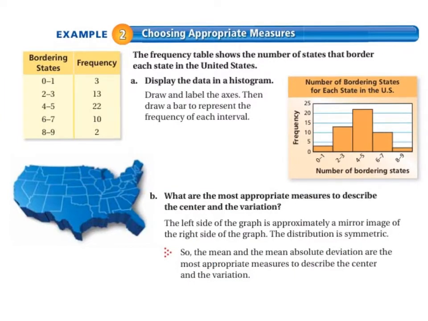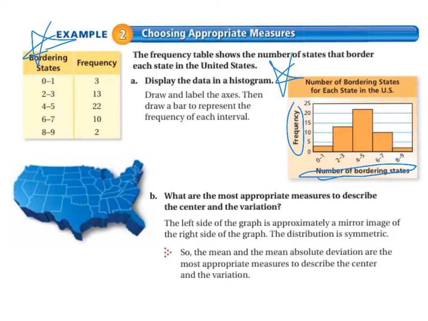Now we'll take a look at example 2. We're also choosing appropriate measures. The frequency table shows the number of states that border each state in the United States. So here's our frequency table over to the left. And we have been asked to display the data in a histogram, so that's been done for us. It says draw and label the axes, so that's been done. And draw a bar to represent the frequency of each interval. And remember that we always label the axes and title our graph.